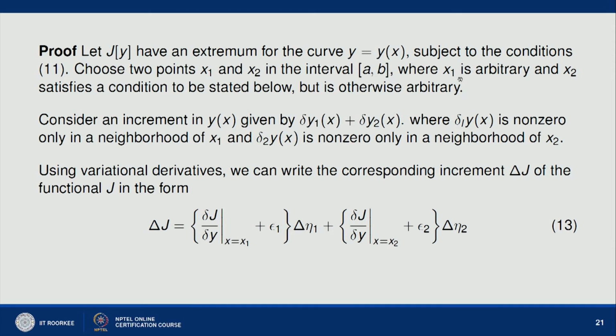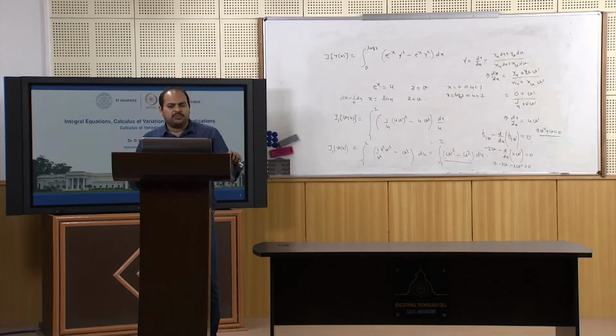The idea is that whenever we want to show that y equal to y of x is an extremum curve, we perturb the curve y of x and look at the functional value for those perturbed curves. Here we cannot do arbitrary perturbation as we did while deriving Euler's equation. If we change y of x a little bit, it may happen that the value of this functional will also change.